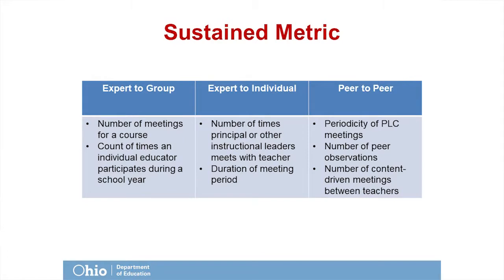Now here's the metric for each one of those groups. How do you measure it to see if it really counts as sustained? Well, it has to do with the number of meetings for a course or a topic for the expert to group, and a different metric for that mode of expert to individual, and a different one from peer to peer. And that's the way they measured it. So for sustained, it's about how many times they're meeting on that particular topic.